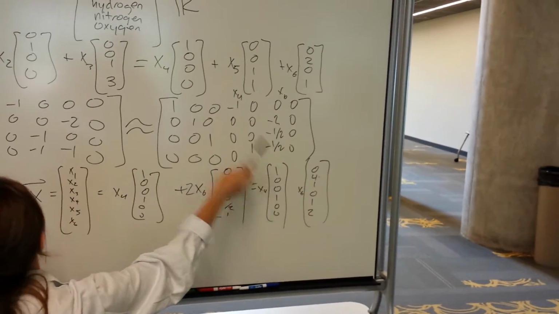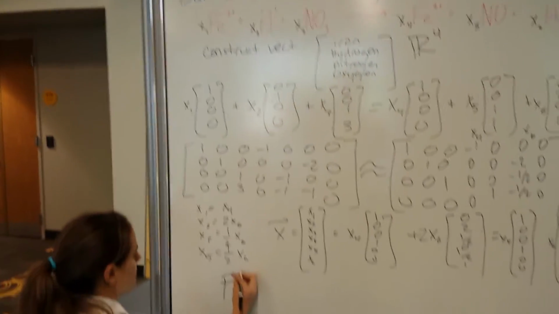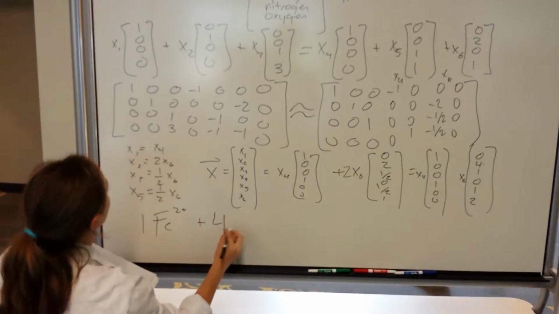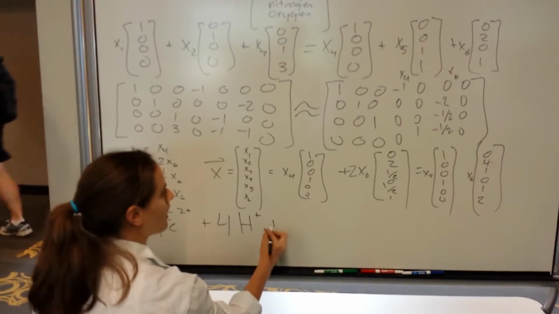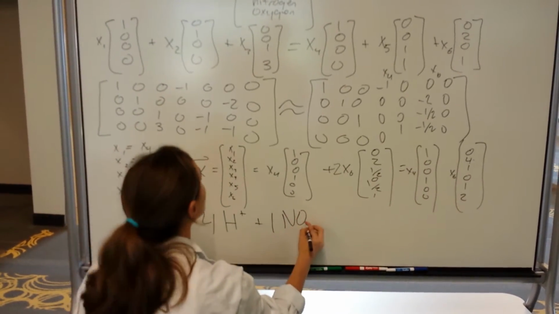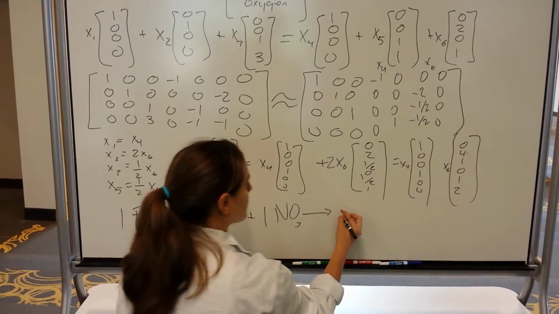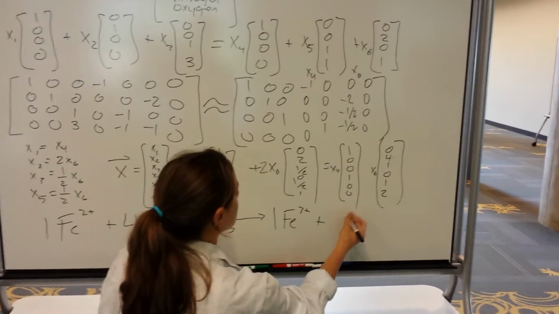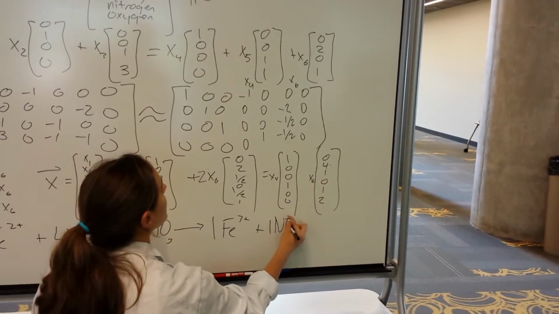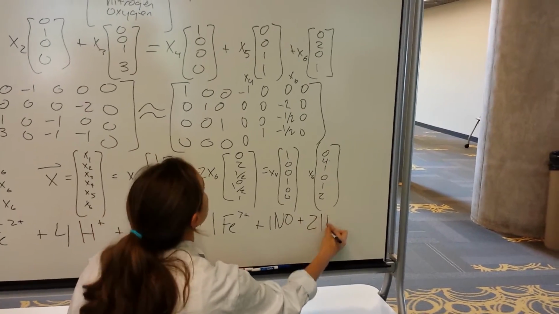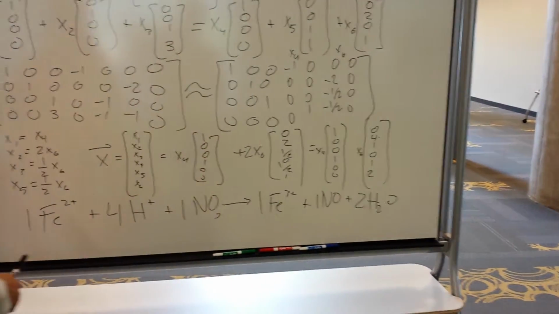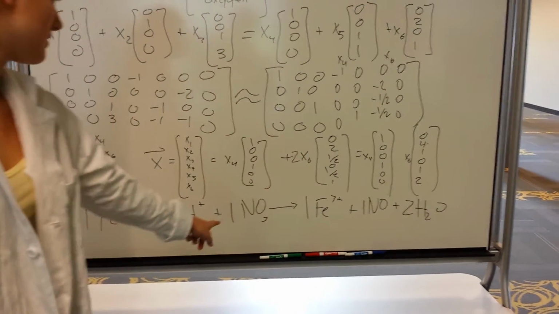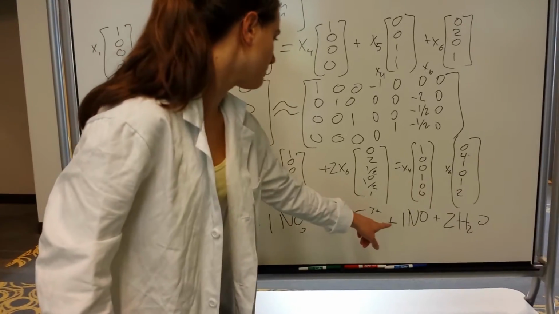So this corresponds to iron 2, our coefficient of 1. Under there corresponds to the hydrogen ion. This to the nitrate ion. And 1 again. Plus 1 NO. And then finally 2 H2O. And you can see that it's nicely balanced. We have 2 irons, we have 4 hydrogens, 1 nitrogen, and 3 oxygen.